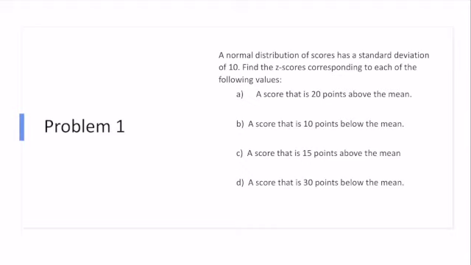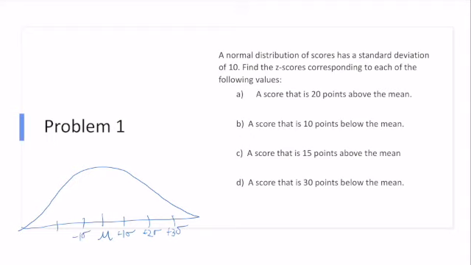So first off, let's remember what a z-score is. A z-score in a normal distribution, so let's draw a beautiful normal distribution, measures how many standard deviations you are away from the mean. And typically we aren't more than 3 standard deviations away from the mean. Sorry, that should be a minus. Minus 3 standard deviations.